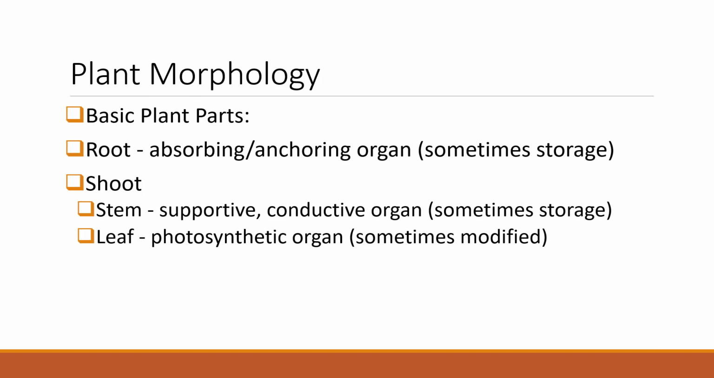So when we're looking at plant morphology, basic plant parts include the root, which absorb and anchor the plant. It's also used for storage sometimes. And then the shoot is both the stem and the leaves. And they're supportive and conductive. So water and nutrients move through them. Sometimes they're a storage organ. The leaf is the photosynthetic organ and also sometimes modified. Think of things like thorns.